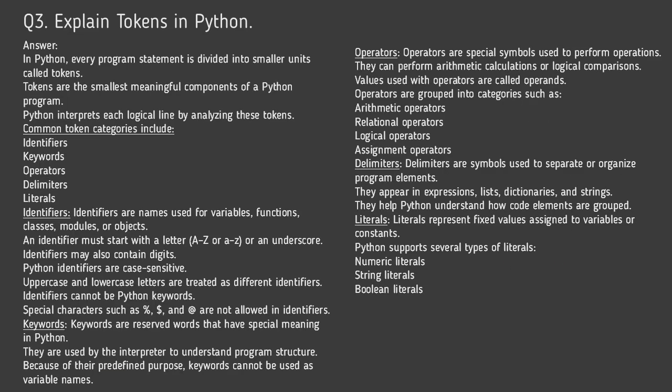Tokens are the smallest elements of a Python program. Common token types include identifiers, keywords, operators, delimiters, and literals, which together form the structure of Python code.